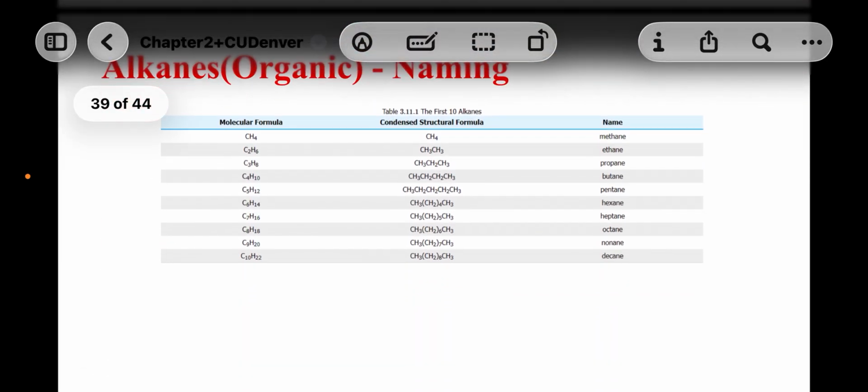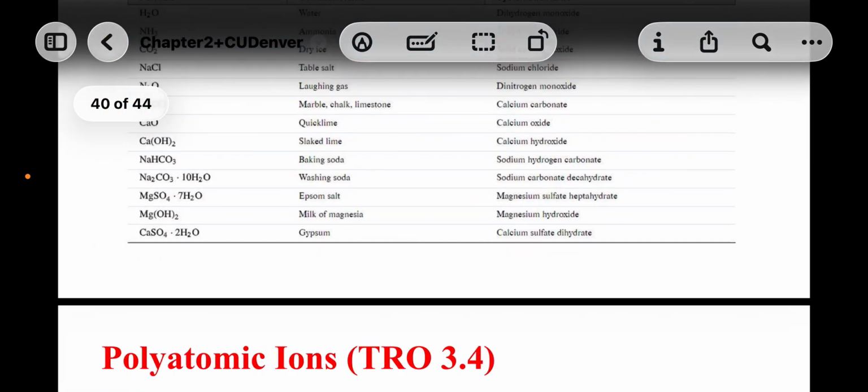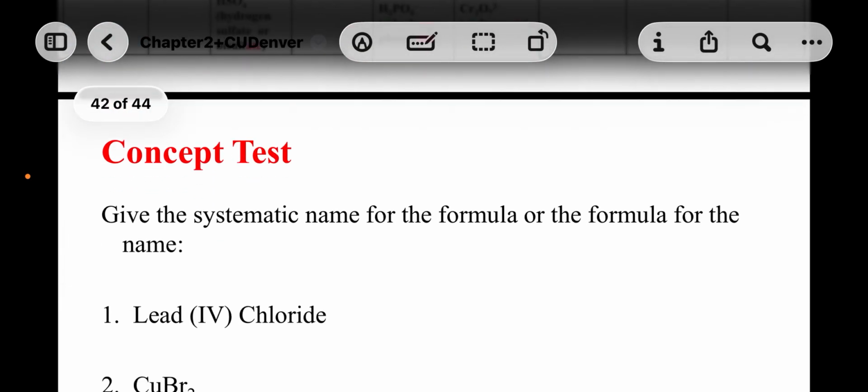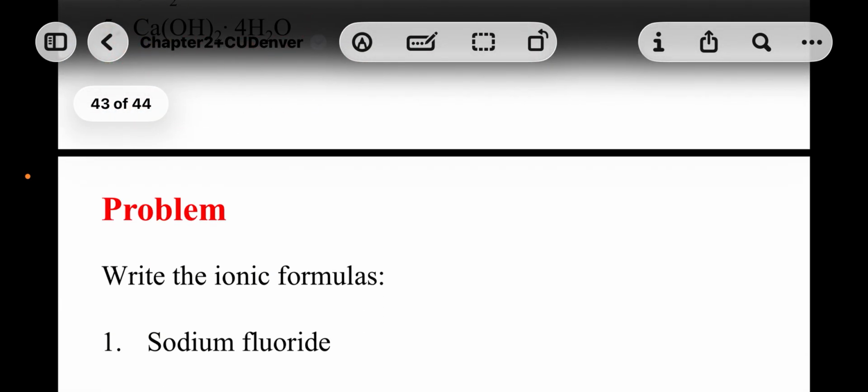Let me just go over the naming here. Polyatomic ions. Got a little concept test.